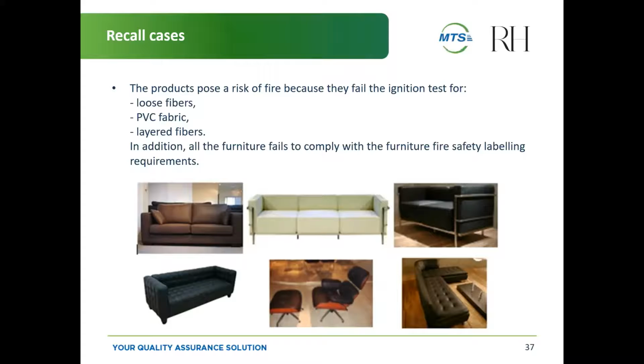Then some additional items. These are more with sofas with recalls. They have different items. Some were loose fibers, and they were all a risk of fire with loose fibers. The PVC fabric was an issue, and the layered fibers all were failing the ignition tests. And then they did not have the proper fire safety labeling as well, so that was part of the recall also.